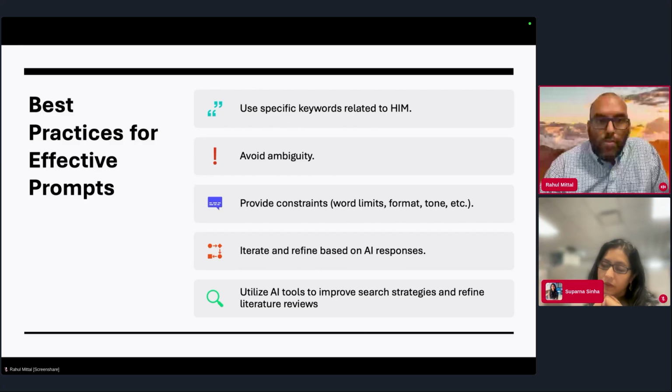For instance, rather than asking the AI to explain ICD coding, a better prompt would be: summarize the key differences between ICD-10 and, let's say, ICD-9 in 100 words. Focus on coding for chronic diseases. By teaching our students the basics around these effective prompts, we will ensure that the AI-generated responses align with the user's needs.